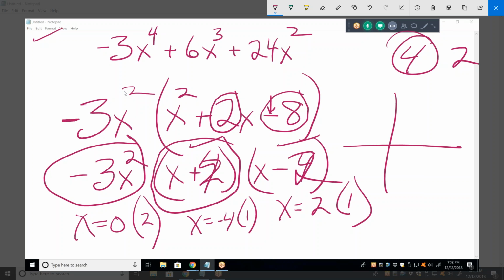If you have an even multiplicity, it does not cross the x-axis. It bounces up. So I know that the multiplicity at negative 4 is 1, so that thing's going to go across the x-axis. And I know the multiplicity at 2 is 1, so that thing's going to go across the x-axis. At 0, it would bounce off. So that's why multiplicity is important, is it really helps when you go to graph it. Once you have all the zeros and you have each of their multiplicities and you know the end behavior, you can pretty much graph it exactly.